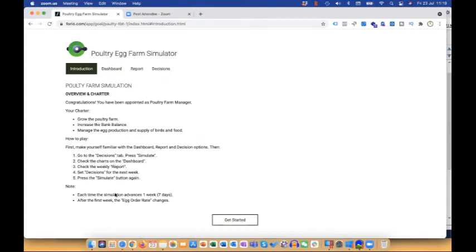But basically what this version does is, after the first week of running the simulation, there is an increase in the egg order rate. Okay, we'll come back to that later, but just keep that in mind.